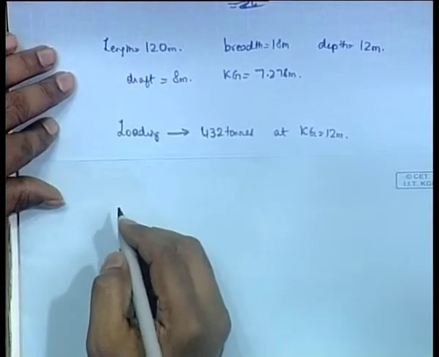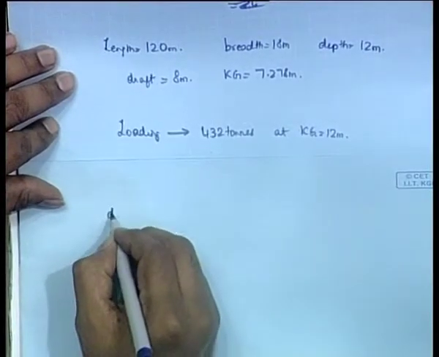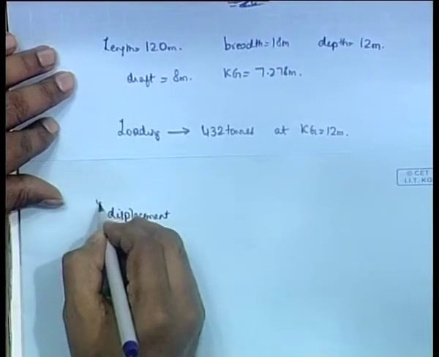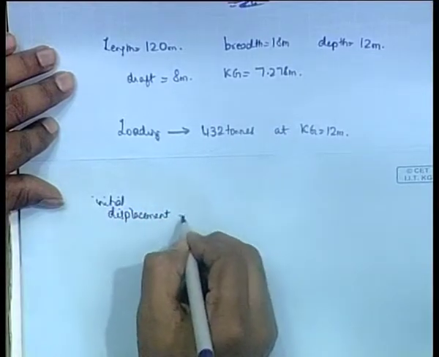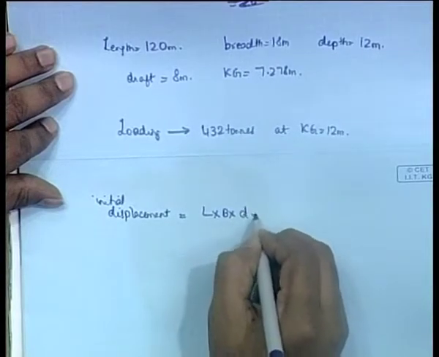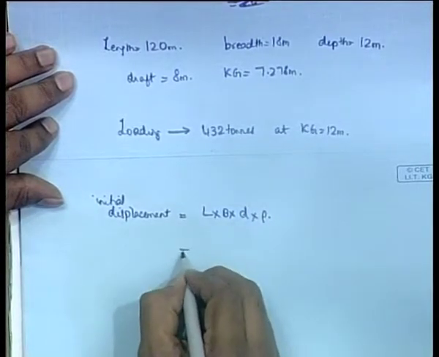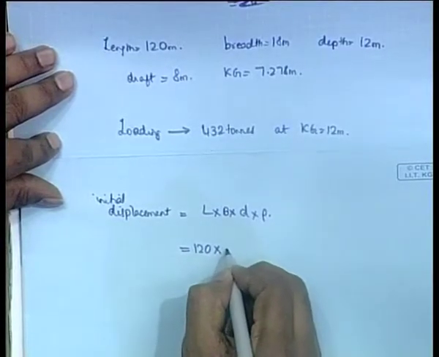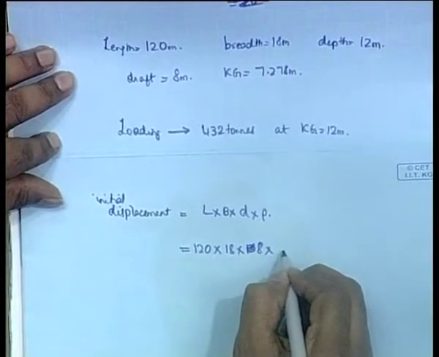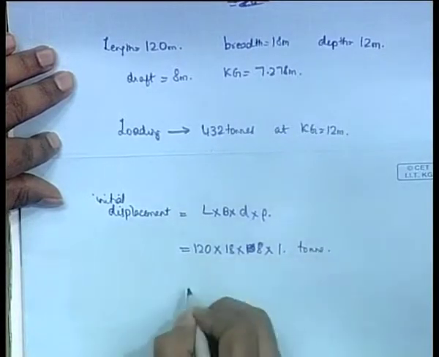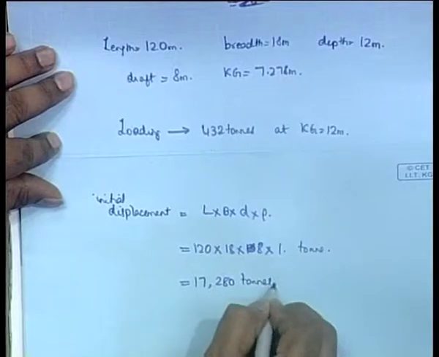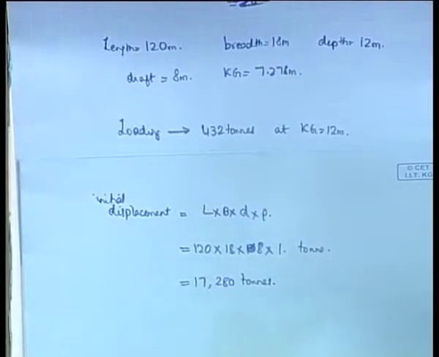Then first of all, let us find the displacement of the ship before the weight is added, that is the initial displacement. So, initial displacement of the ship is equal to L into B into D into rho, that is equal to 120 into 18 into 8, 8 is the draft, into 1. This is the initial displacement of the ship, it comes to 17,280 tons. Okay, so this is the initial displacement of the ship before the weight is added.